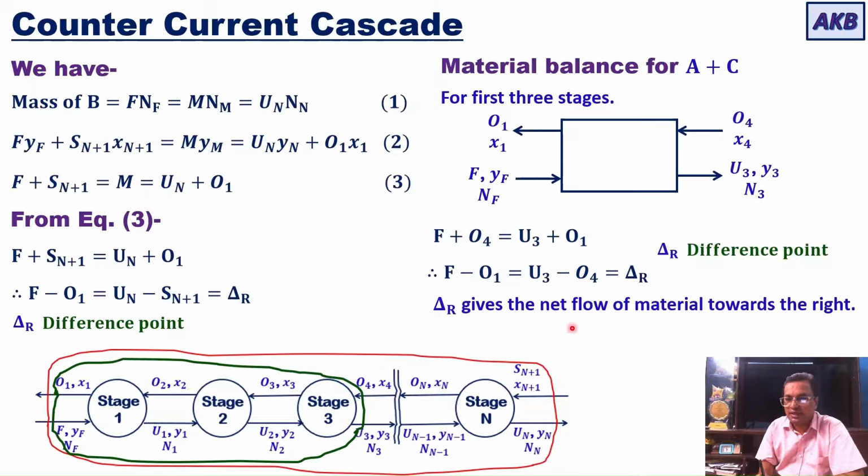Delta R gives the net flow of material towards the right. So you see F minus O1, that is this minus this. So this is giving net material flow towards the right of this plane. And if you look at the other terms, U3 minus O4, again net flow of the material towards right. Un minus Sn plus 1, so this also gives you net material flow towards right. That is the significance of the point delta R, which is nothing but the difference point.